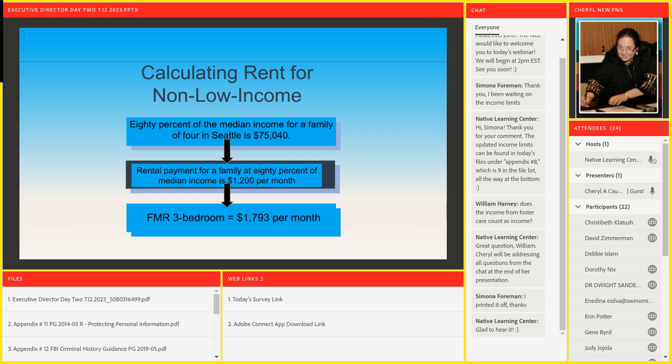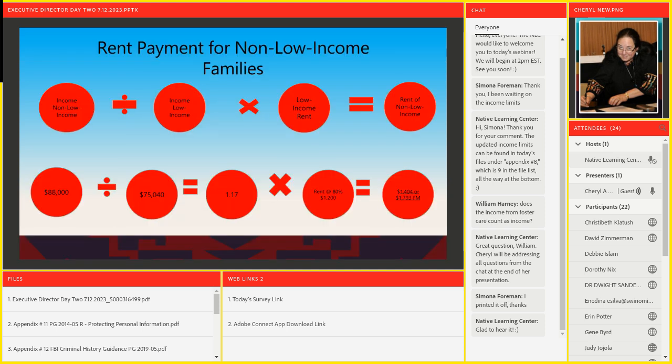So I'll give you an example. 80% of the median income for a family of 4 in Seattle is $75,040. The rental payment for a family at 80% of median income is $1,200 a month. The fair market is $1,793 a month. This is how I like to do things. I'm a very visual person.